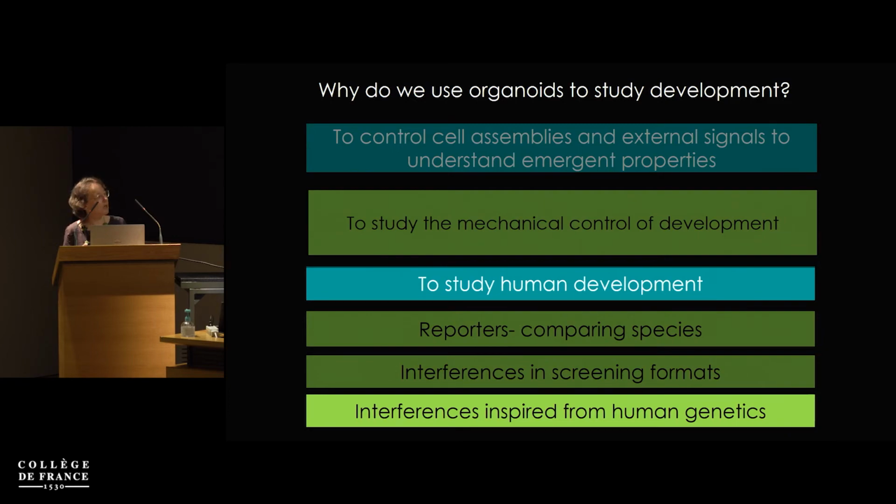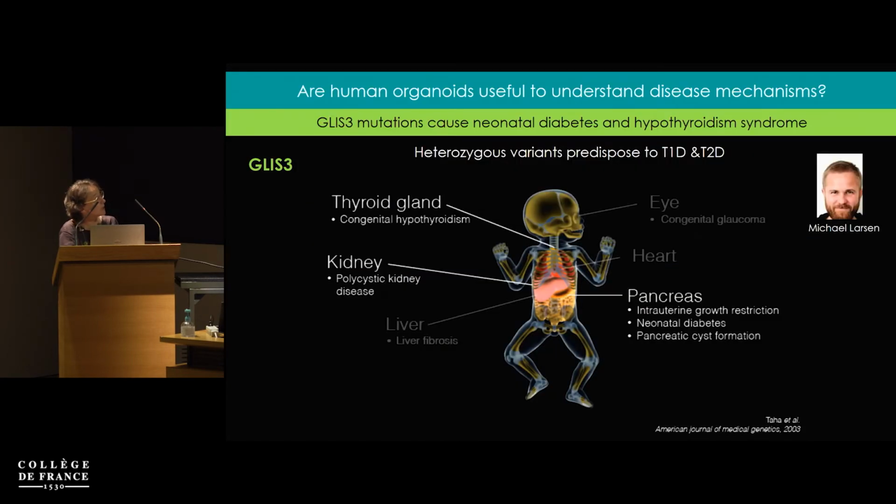So for instance, this gene, GLIS3, is the gene that predisposes people to developing type 1 and type 2 diabetes, but later in their life, when they have mild heterozygous mutations. But when people have homozygous mutations or compound heterozygous mutations, they already develop diabetes at birth. So something must have gone wrong during development. And they develop diabetes, we don't know exactly why.